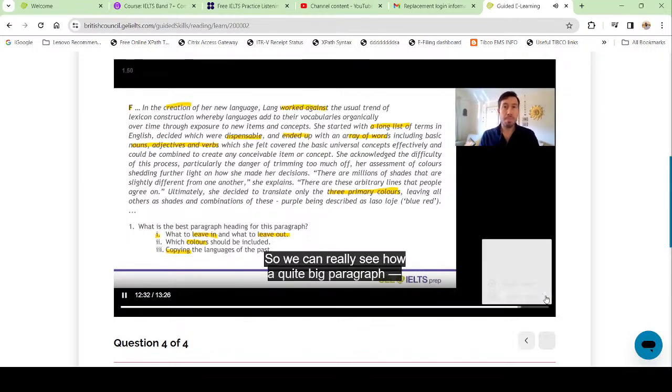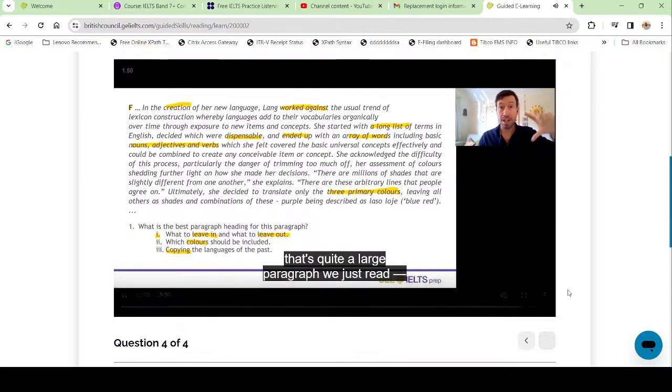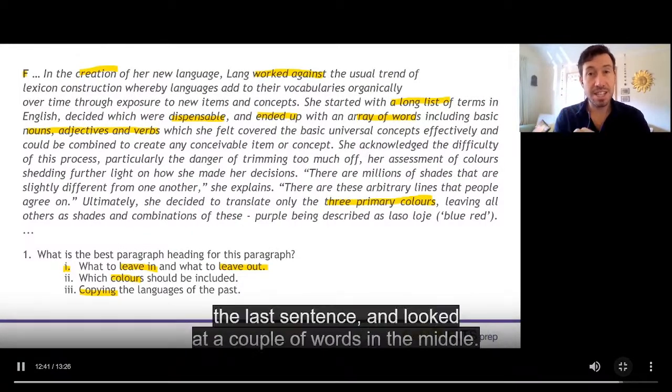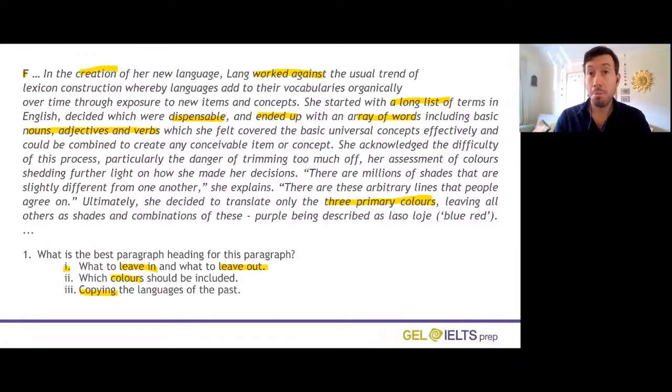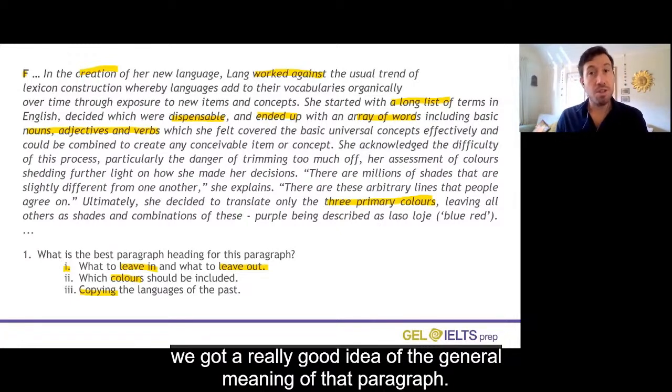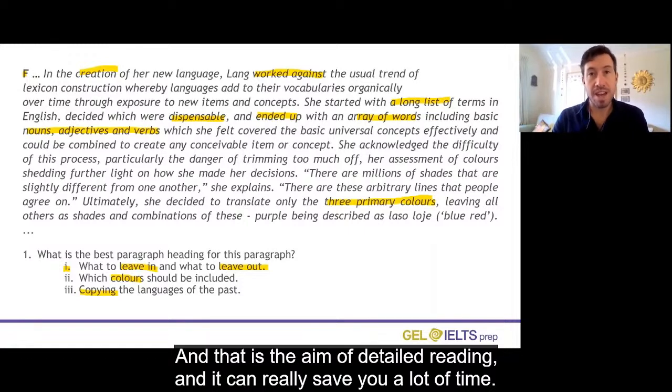So we can really see how a quite big paragraph, quite a large paragraph we just read, we read quite quickly. We just read the first 2 sentences, the last sentence, and looked at a couple of words in the middle. But even just from the first 2 sentences to the last sentence, we got a really good idea of the general meaning of that paragraph. And that is the aim of detailed reading. And it can really save you a lot of time.